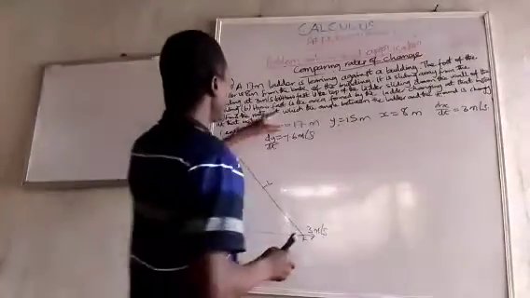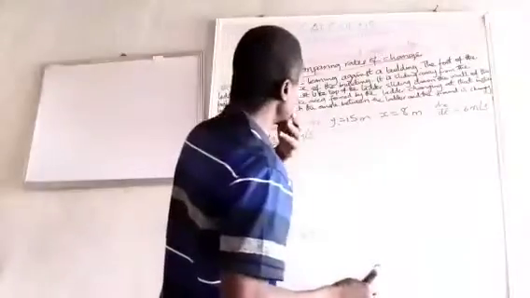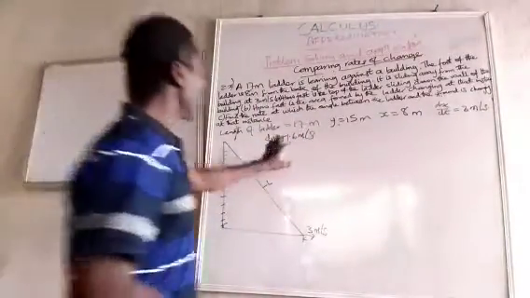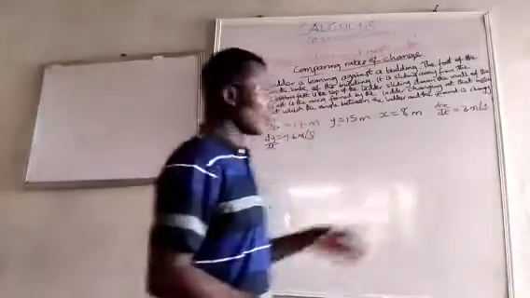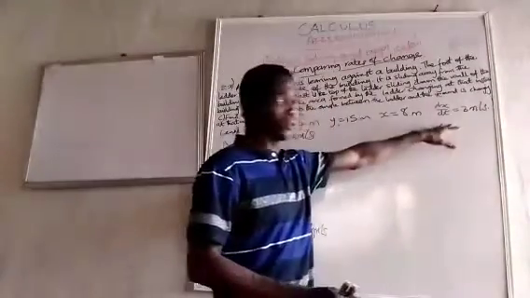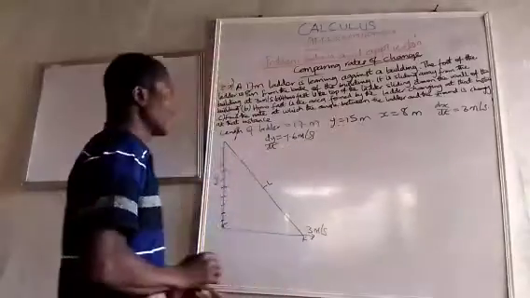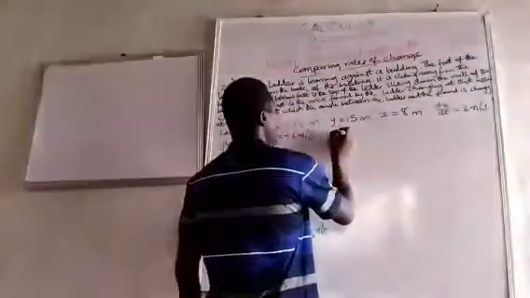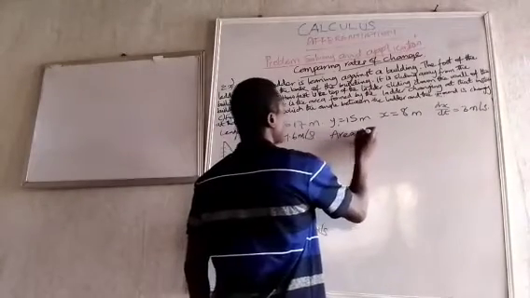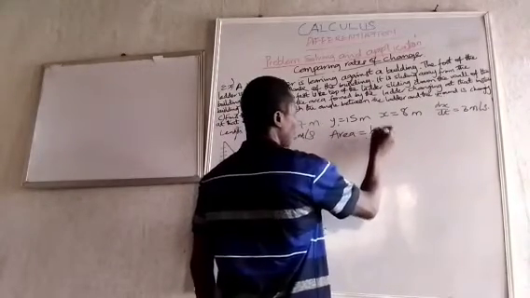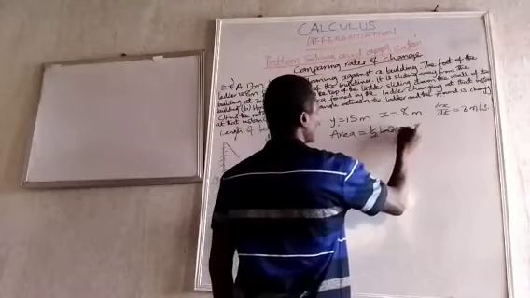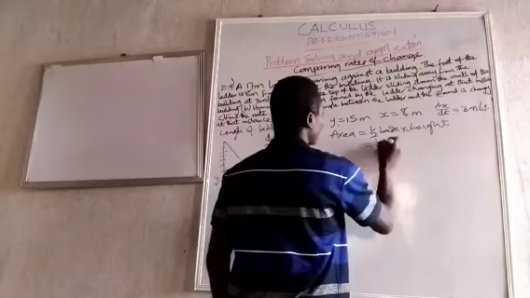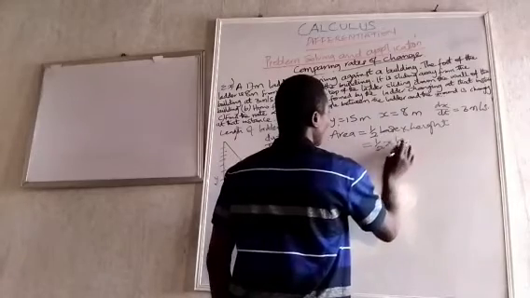Now asked, how fast is the area formed by the ladder changing at that instance? We can easily do this using this information, or we can do it using this information and other ones alone. So now let's look at it in these two ways. Area is equal to half base times height. What is our base in this instance? X. What is our height? Y.